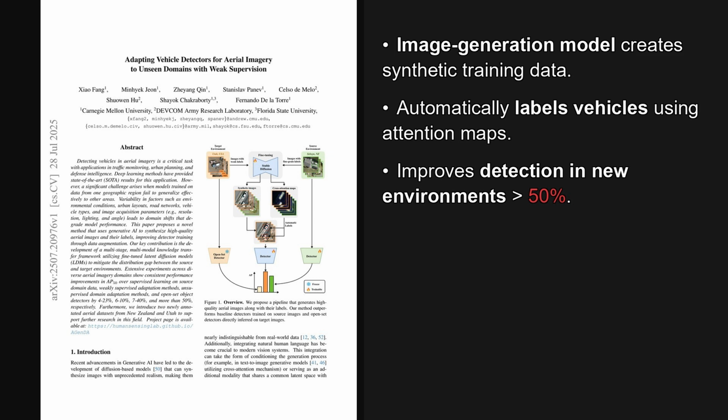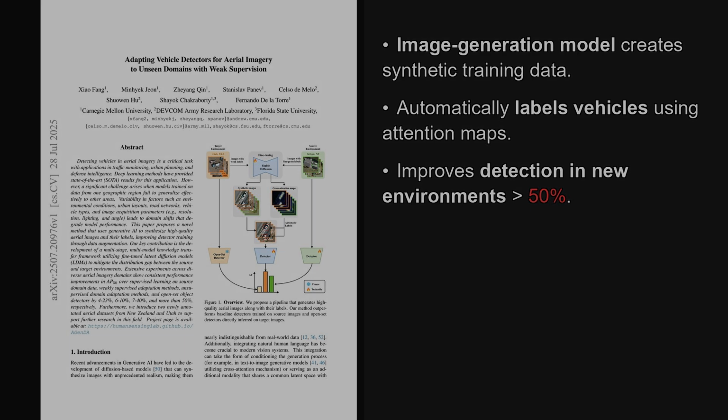I'm Alex, and today we're looking at a paper from the Hugging Face trending list, published on July 28, 2025, just 3 days ago. This paper proposes a new way to train vehicle detectors for aerial images that boosts performance by more than 50% over some existing methods. The paper is titled, Adapting Vehicle Detectors for Aerial Imagery to Unseen Domains with Weak Supervision, and it tackles a really common problem in machine learning called domain shift. Essentially, the authors use generative AI to create new, labeled aerial images, helping the model adapt to different geographic locations.